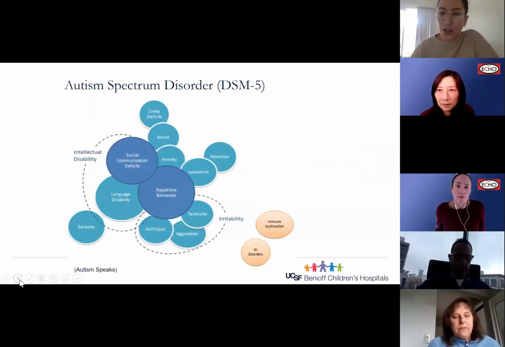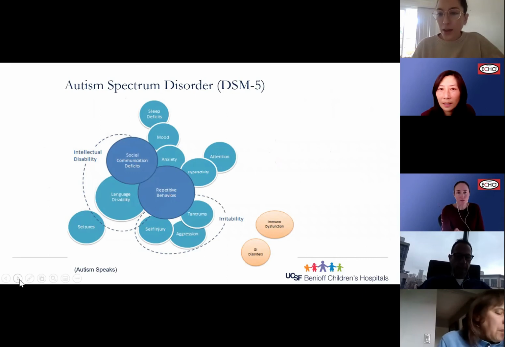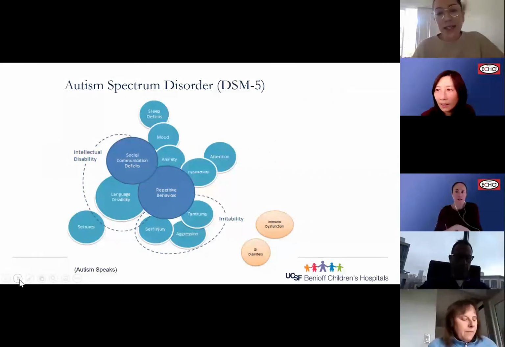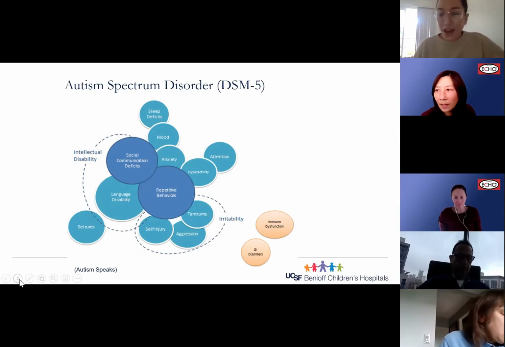So this is just a helpful visual when we're thinking about autism spectrum disorder. Those two circles in the blue are really our core parts of the DSM diagnosis: the social communication challenges, and what we call our restricted and repetitive behaviors. But there's certainly so many other pieces to that.